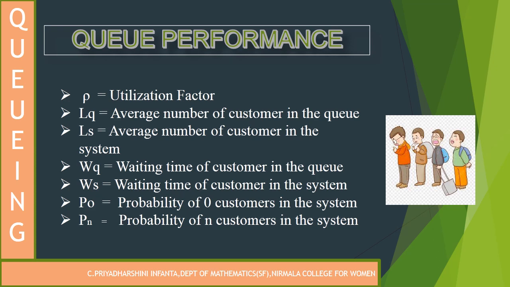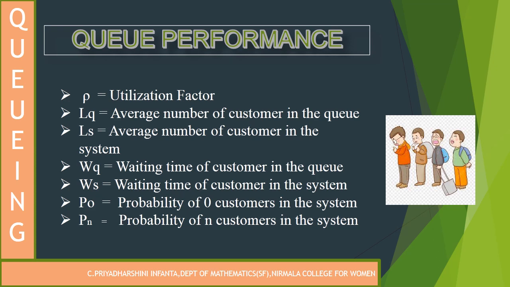The utilization factor is calculated by dividing the arrival rate by the service rate. The arrival is denoted by lambda and the service is denoted by mu. So on the whole, rho is equal to lambda divided by mu. LQ denotes the average number of customers in the queue. It denotes the average number of customers in the queue excluding the person who is being served.